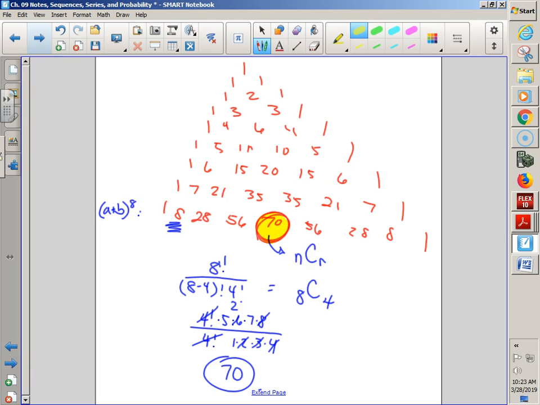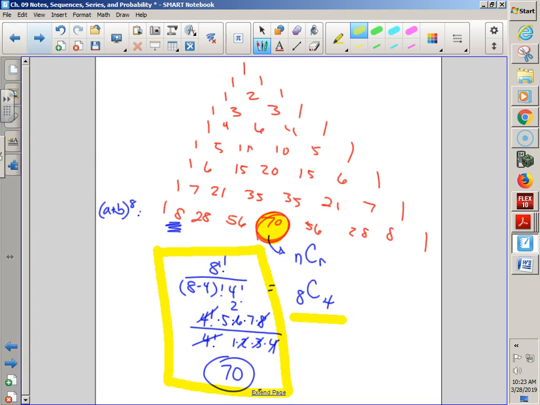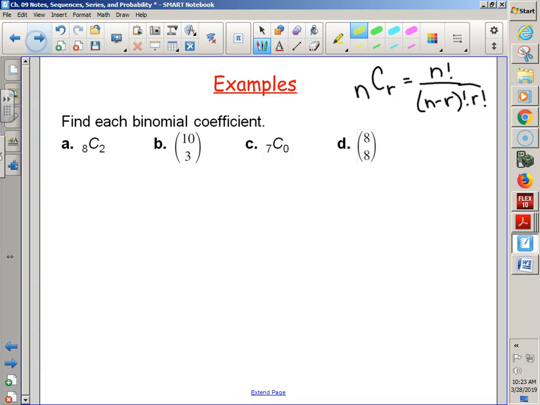So yesterday you guys saw me then wanting to see if my 70 was correct. I had to figure out what nCr it corresponded to, and then I was able to check with the nCr formula as to whether or not it worked, and it totally did. So that nCr helps us jump to a particular place in Pascal's triangle.